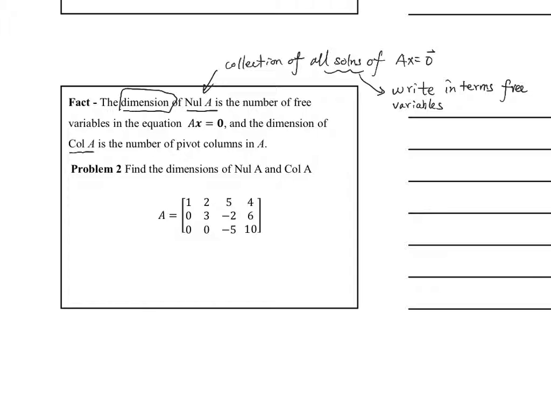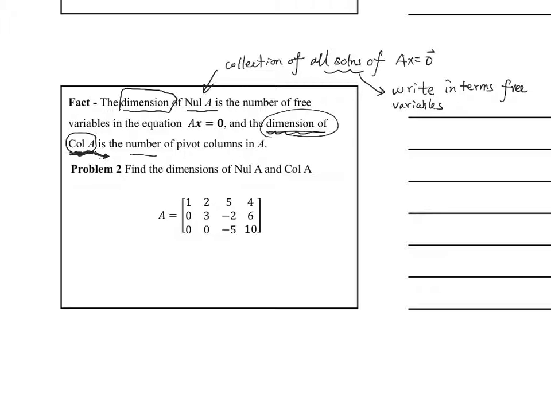Similarly, how do you identify the dimension of Col A? Col A is the linear combination of those pivot columns. So therefore, the dimension will be the number of pivot columns.